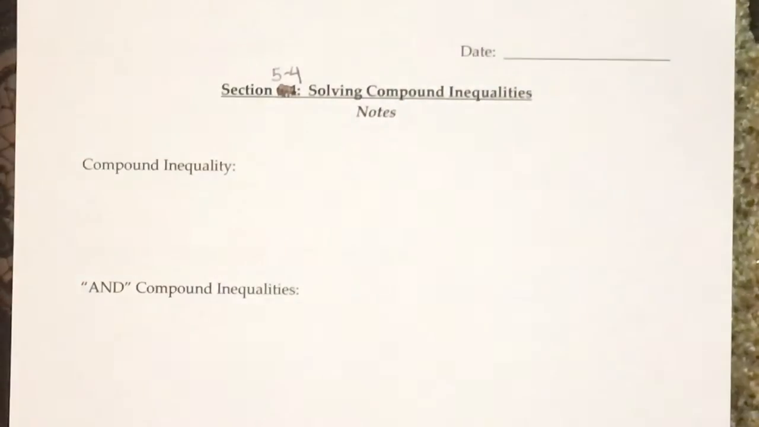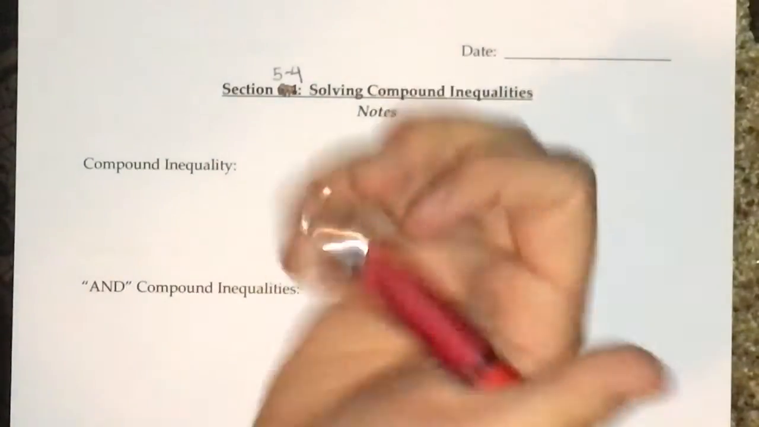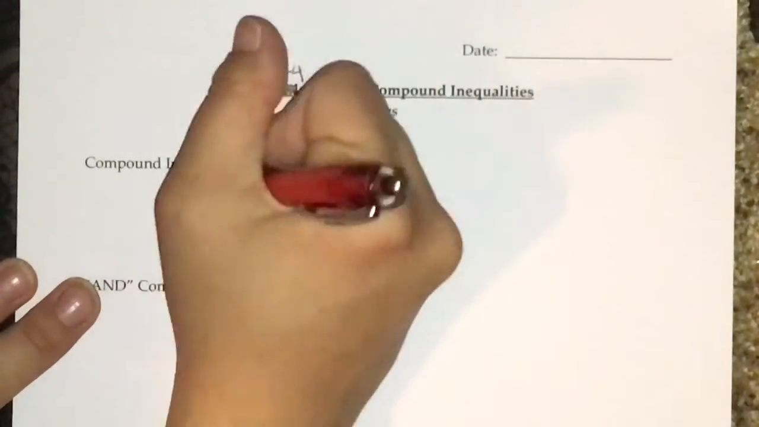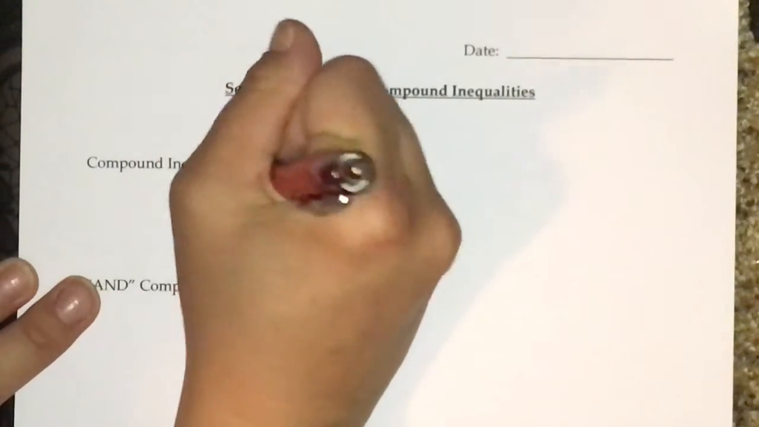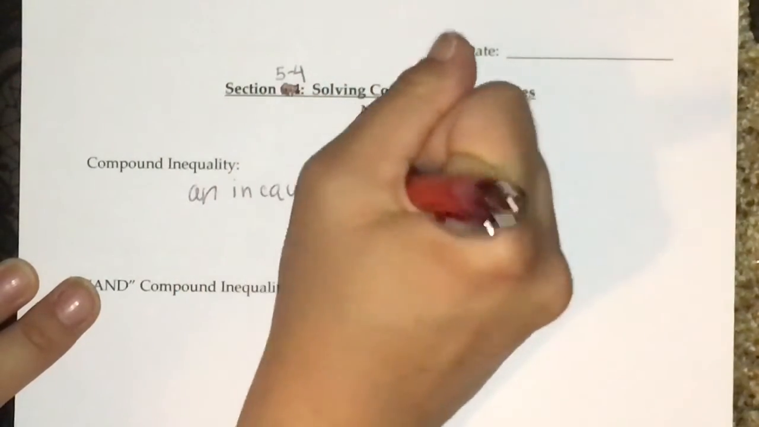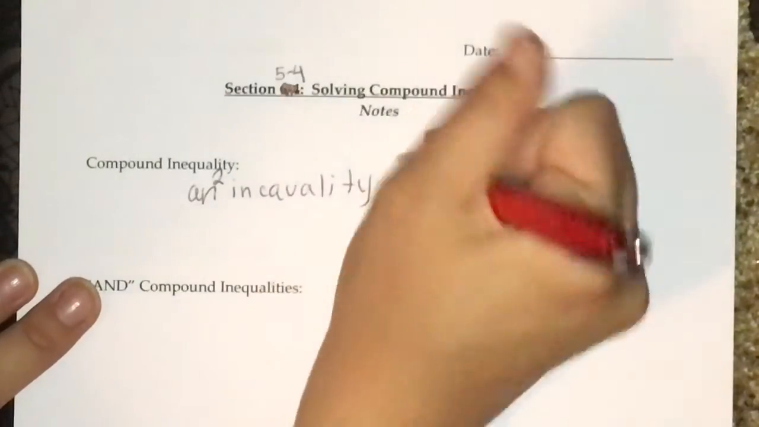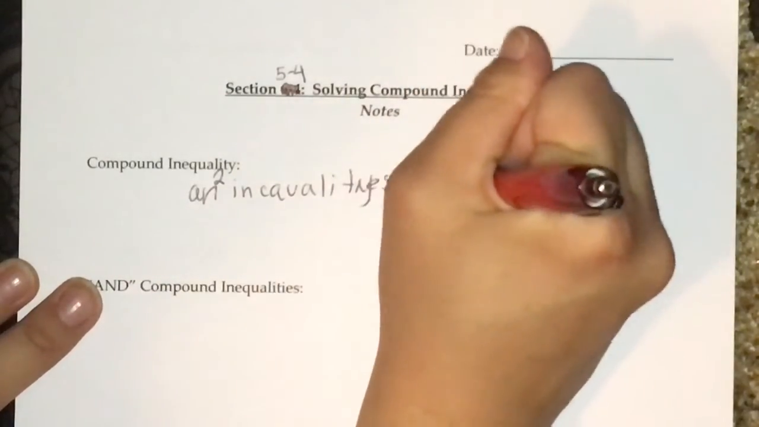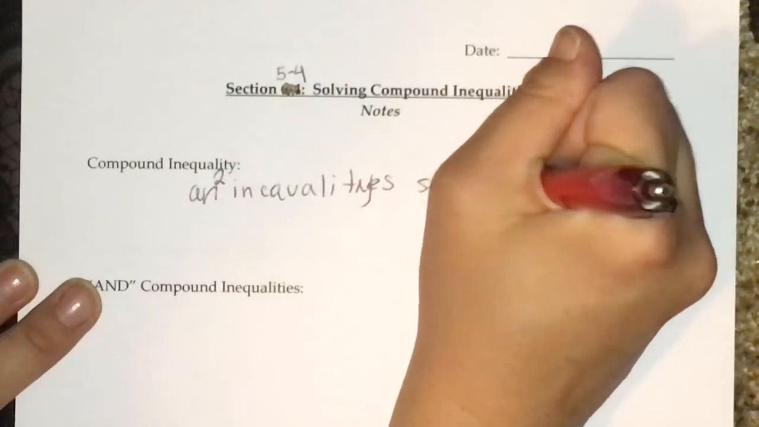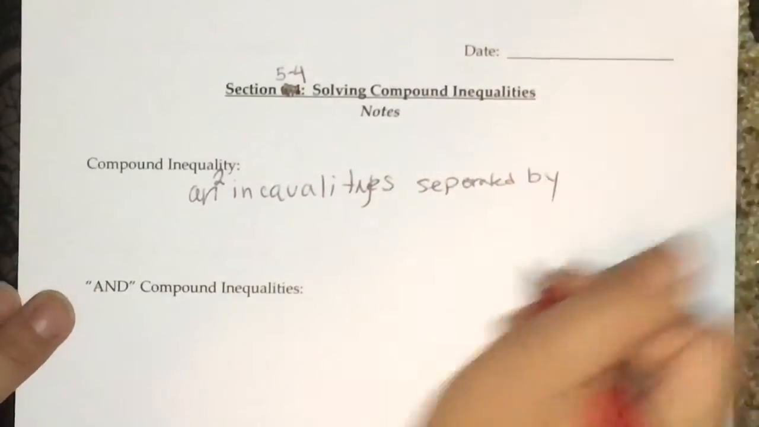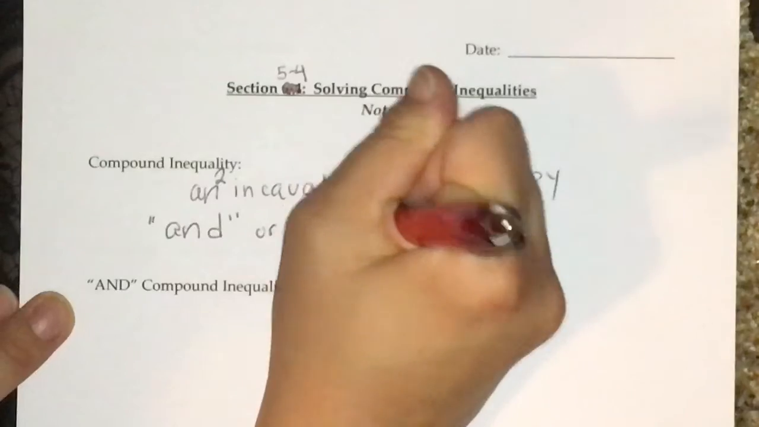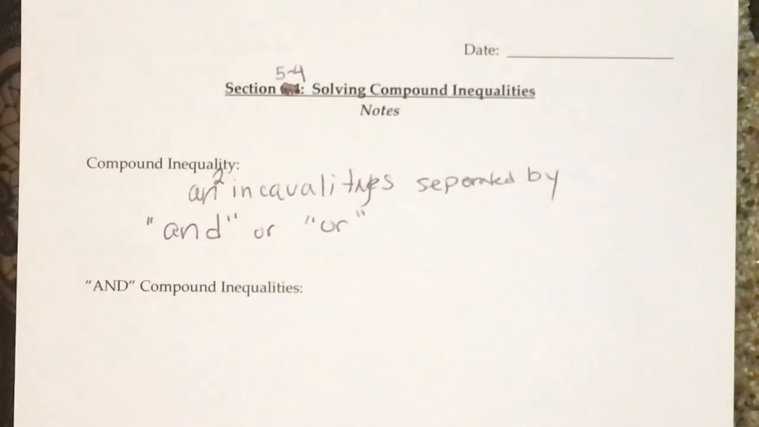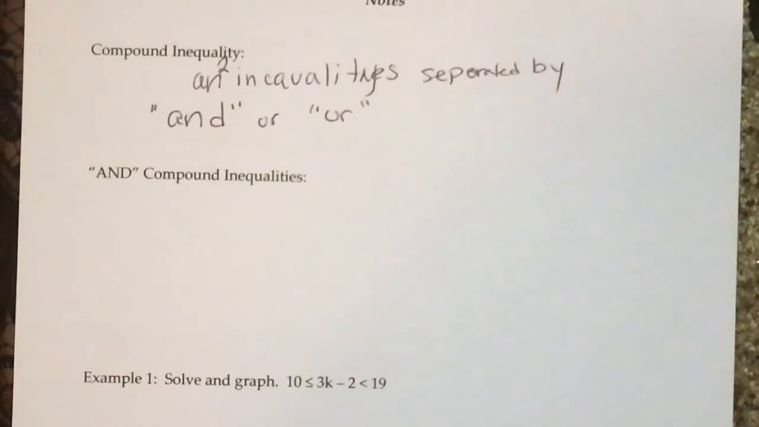Okay, we are moving on to section 5.4, solving compound inequalities. So first, let's define a compound inequality. A compound inequality is two inequalities separated by and or or. Okay, so and or. Two inequalities that are separated by the words and or.